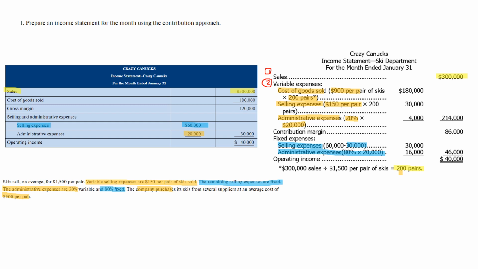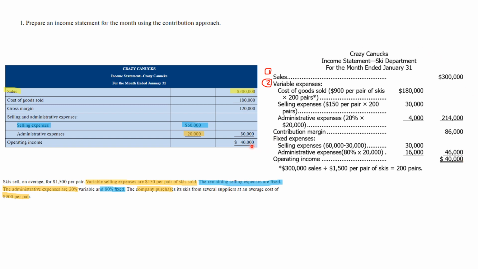So now we have everything included. All of our items have been put on our new income statement. If we get rid of all these highlights so it's easier to look at, we can see we've broken out our sales of $300K, all of our variable expenses, which were $214,000, to give us a contribution margin of $86,000. Then we took away our fixed expenses, which was the remaining selling expenses and 80% of our administrative expenses, to give us a total of $46,000. So our contribution margin of $86,000 minus $46,000 of fixed expenses gives us our operating income of $40,000.